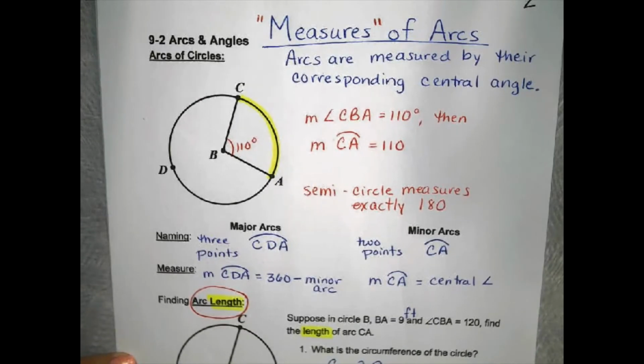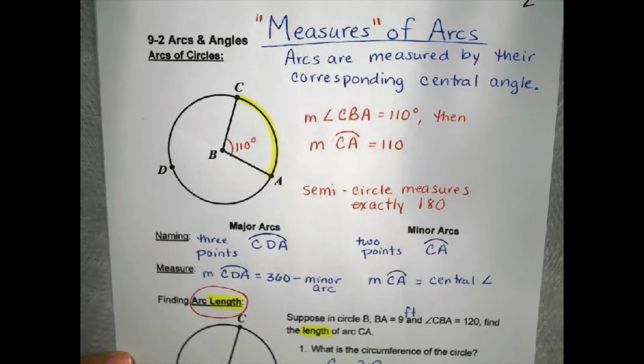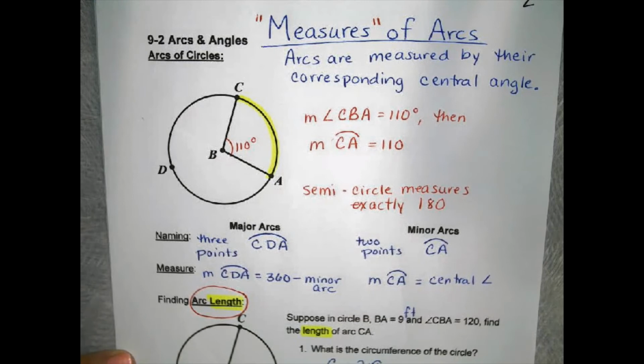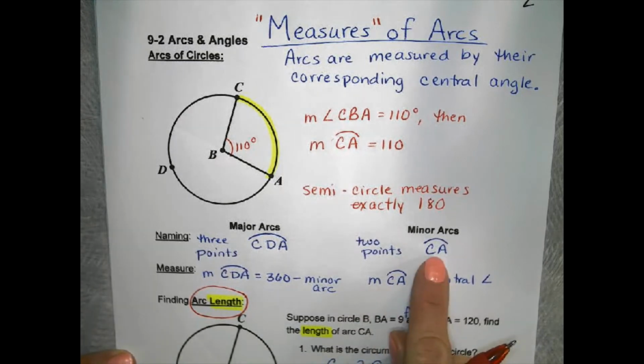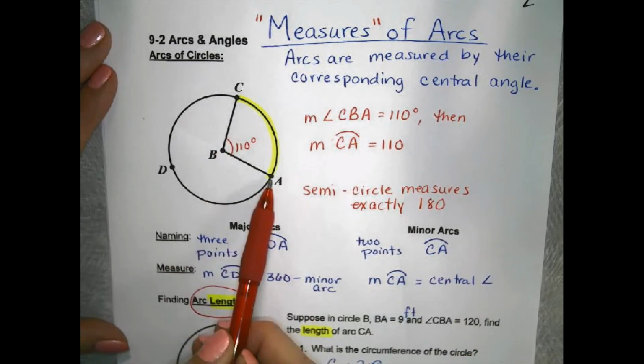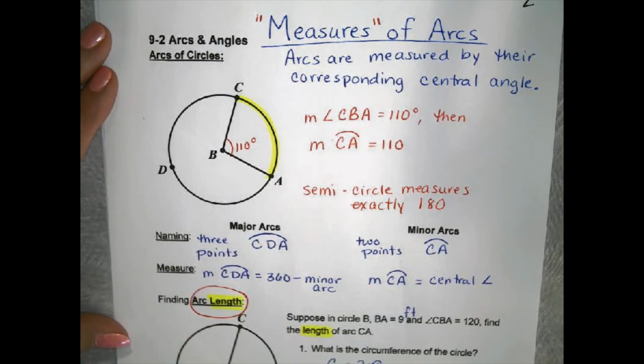A minor arc is always the shortest distance between two points, and we name it using just two points. So if I were to say arc CA, that means the shortest distance from C to A. If I want a major arc, that is always going to be the longer route of an arc. It will be greater than 180 degrees. And we use three points to name it.